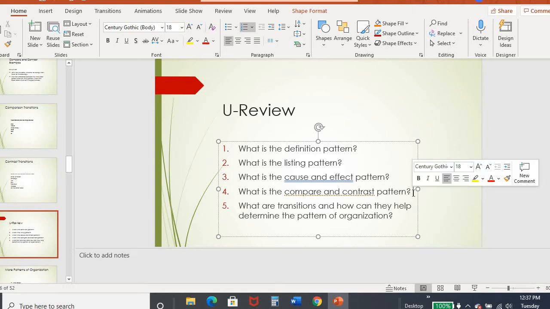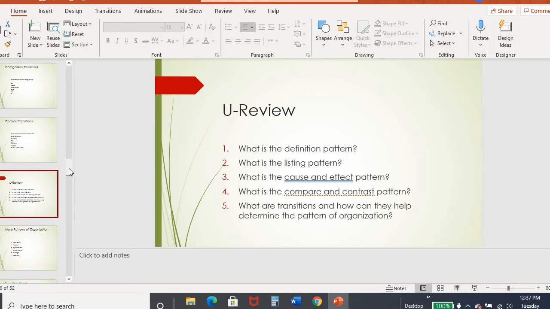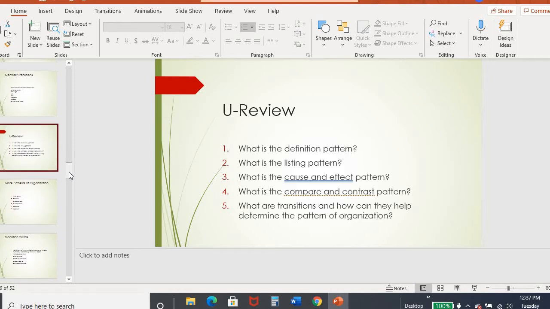And then compare and contrast is when an author is taking 2 or more ideas, names, concepts, and showing how they're similar, how they're different, or maybe how they're a little bit of both. And they're going to say things like similarly, on the other hand, same, different, to let you know.